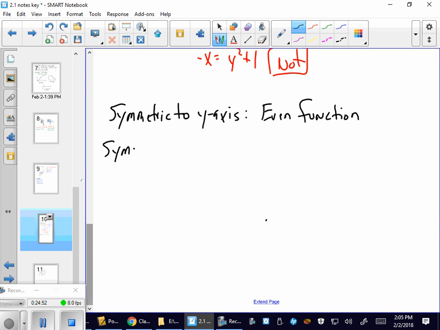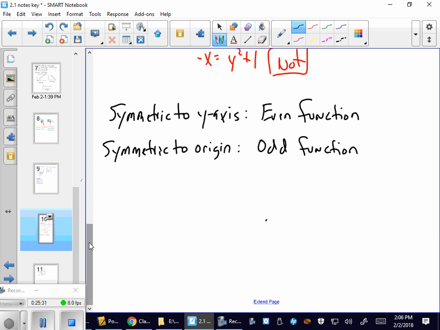If something is symmetric to the origin, it is called an odd function. Notice we don't put anything for the one for the x-axis, because if it is symmetric to the x-axis, as we learned in the previous section, it would fail the vertical line test, therefore it would not be a function at all. So there is no specific type of function that you would associate with something which is symmetric to the x-axis. It would not actually be a function at all.